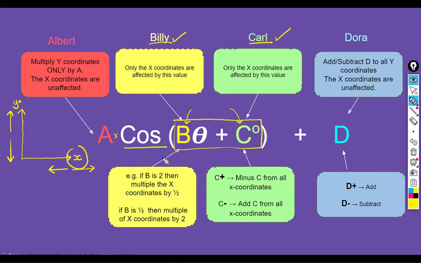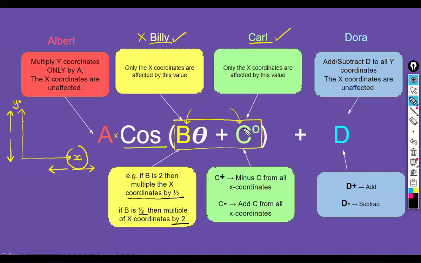For example, if Billy is 2, you might think that you have to multiply all the x coordinates by 2, right? Now, Billy deals with multiplication. But you do the opposite. If B is 2, it is actually multiply by a half. The opposite of 2 is a half. And if B is a half, it is actually multiply all the x coordinates by 2. You just flip it.